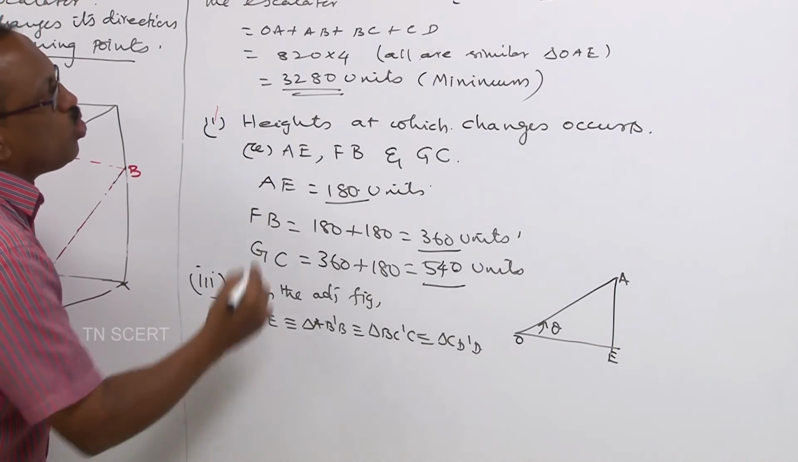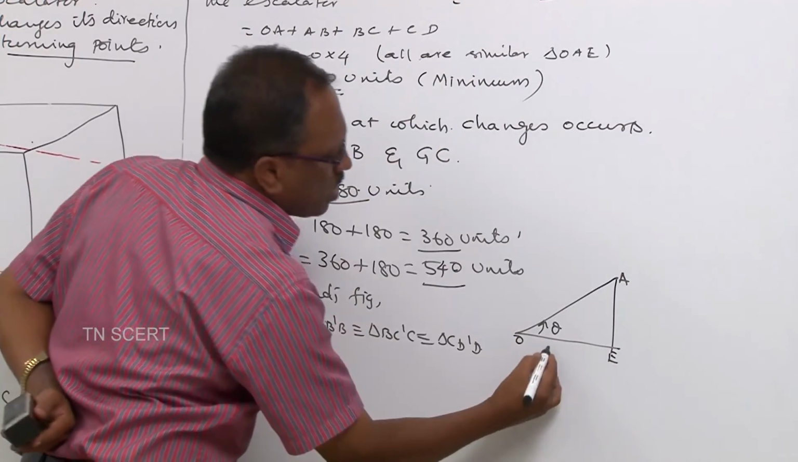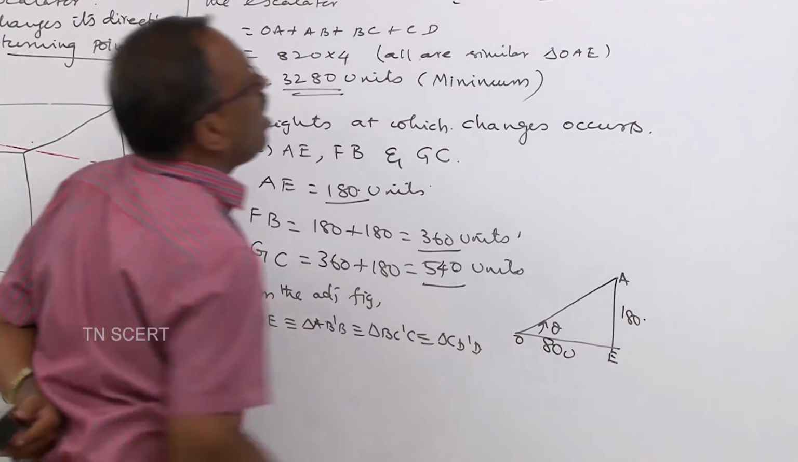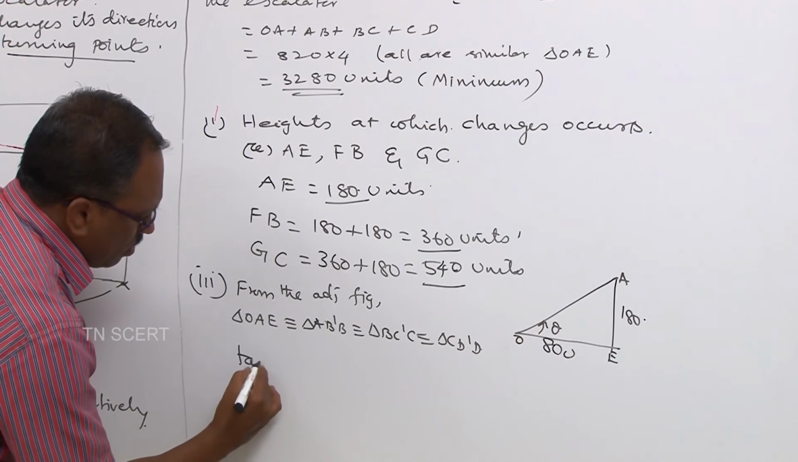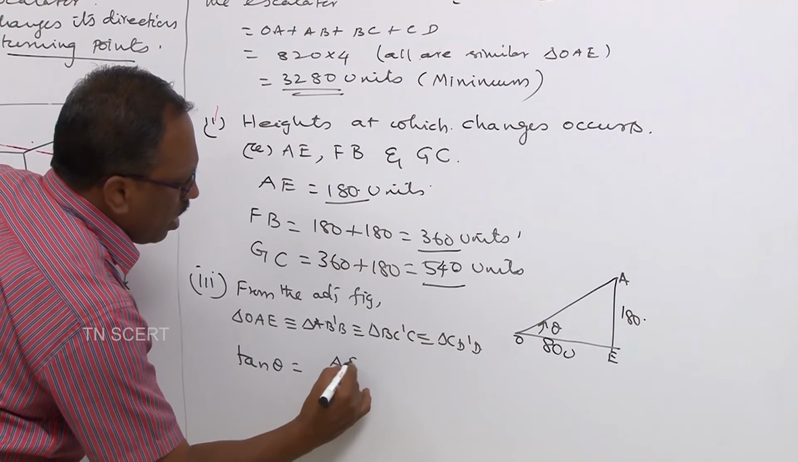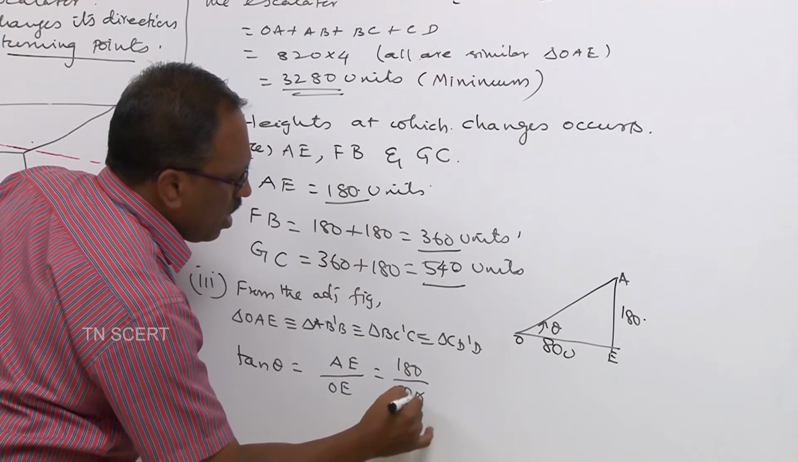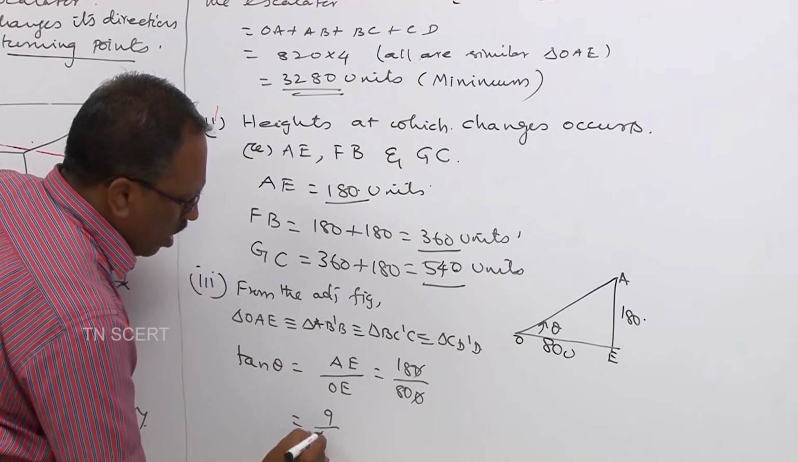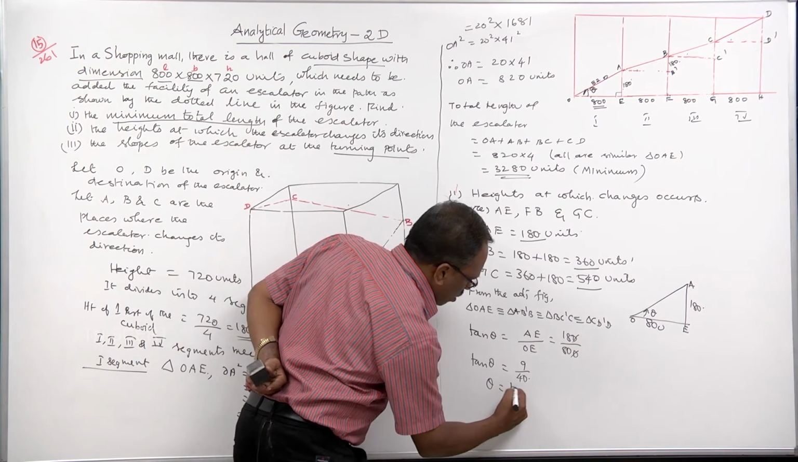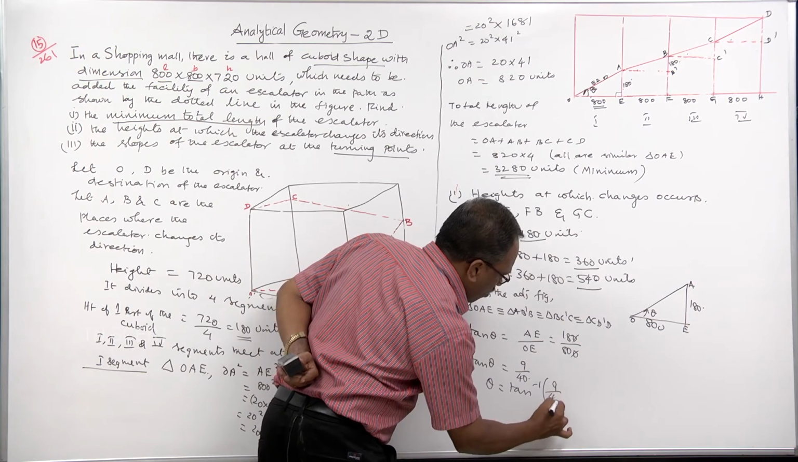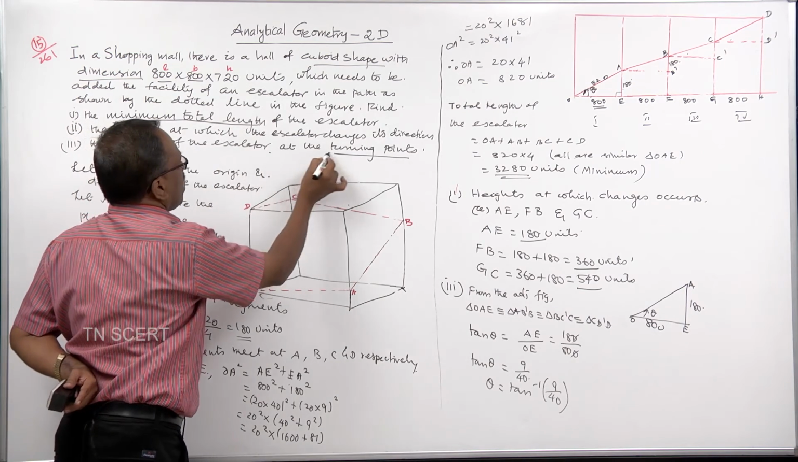So that means we wish to know what the angle would be. Angle means obviously it is tan theta. This part, you already know, is 800. This is 180 units. So from this diagram, tan theta is equal to AE by OE. AE is how much? 180. OE is 800. That means it is 9 by 40. So tan theta is equal to 9 by 40, which means theta is equal to tan inverse of 9 by 40. This is the angle which changes the slope of the escalator at the turning points.